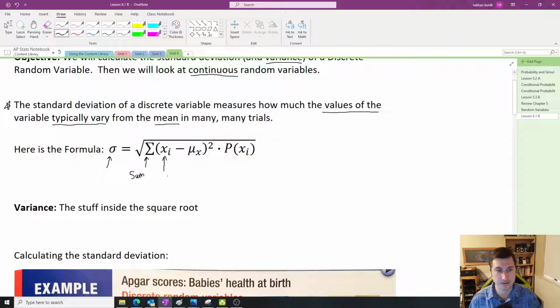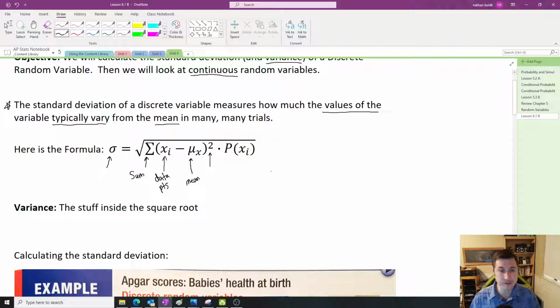This right here, those are our individual data points. All right, mu, again, we're using Greek letters. The Greek letter mu, that is the mean. So there we are subtracting the mean from each data point. From each value of x, we are subtracting the mean. We're finding the difference, the distance, essentially. But remember, we square it to get rid of the negatives.